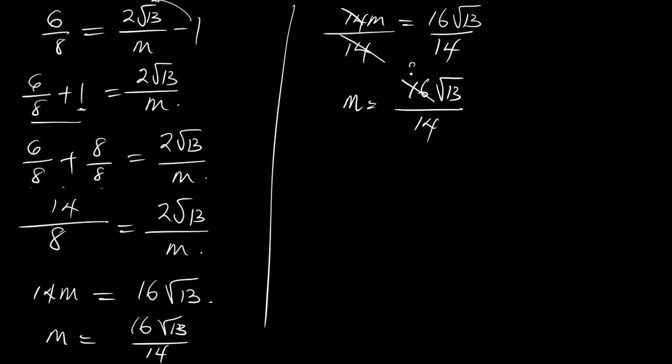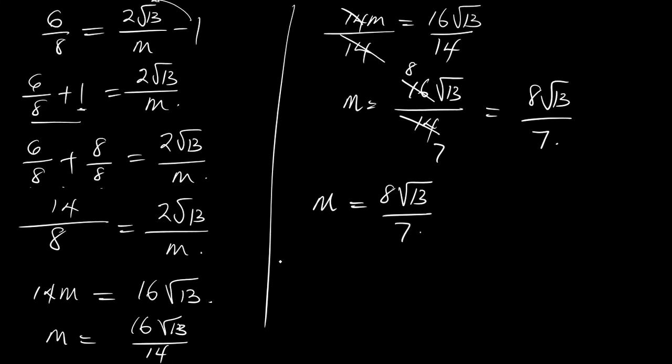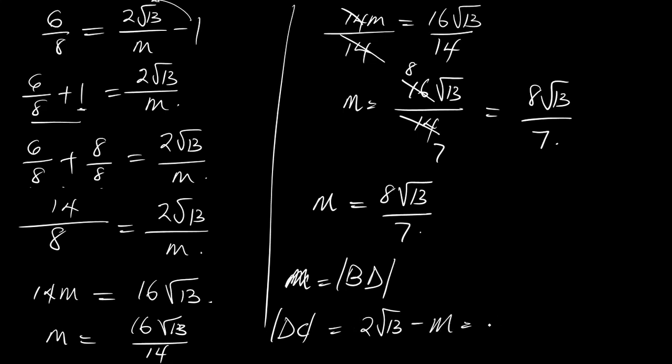So 2 can divide this, it is 8, and 2 divides this, it is 7. So you have 8 root 13 all over 7. So that means m is equal to 8 root 13 all over 7. So m is equal to BD, and DC is equal to 2 root 13 minus m, which is equal to 2 root 13 minus 8 root 13 all over 7.